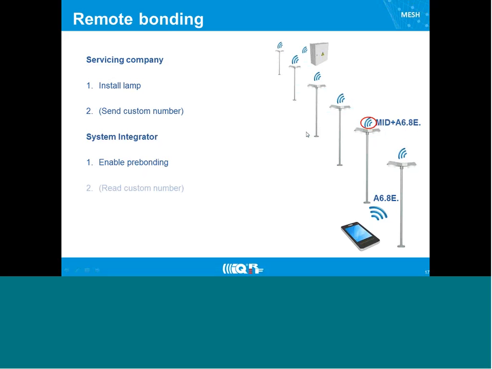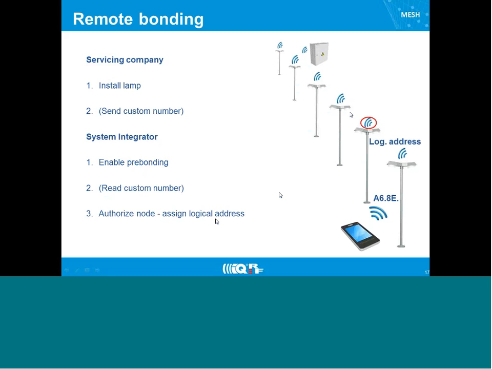The second step is you can read the custom number, right? So you can read the MID and the custom number. This is not necessary, and I will show you an example. This is not necessary if you don't use this custom number. So in the second case, you just authorize the node.